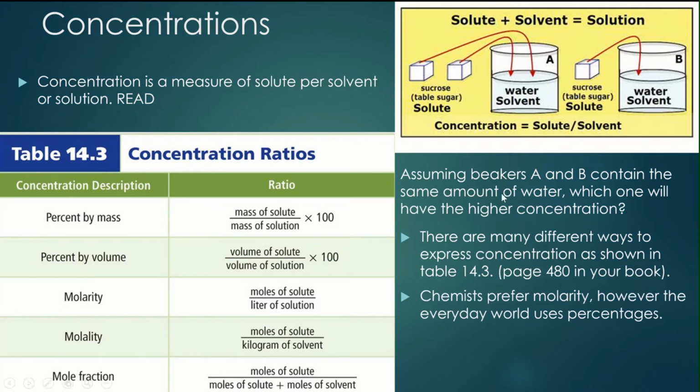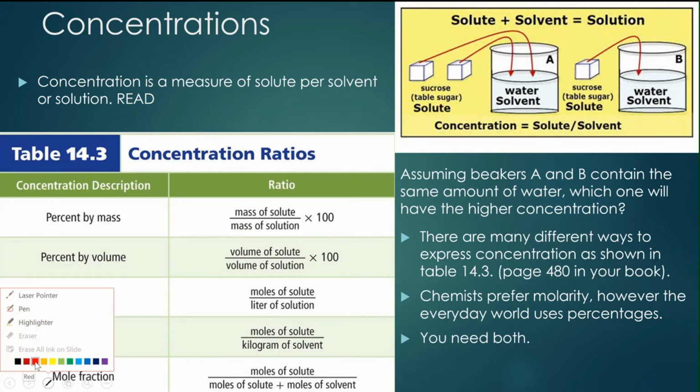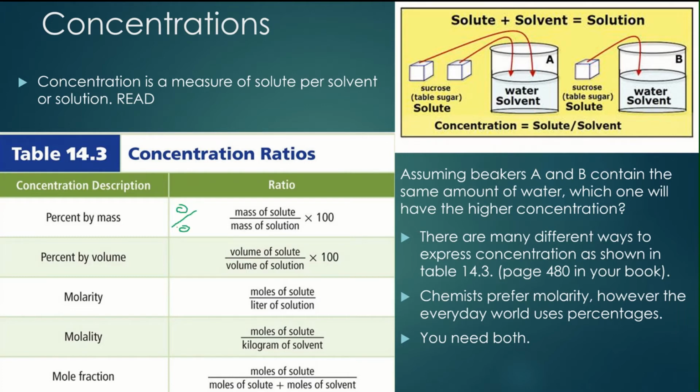So in chemistry, we prefer molarity. The everyday world tends to use mass by volume or percent by volume. So you're going to need both. Again, you're going to figure these out pretty quickly as you're working. Watch your units. So again, percent by mass is usually going to be listed as a percent, grams over grams. So that one will be pretty easy to figure out.